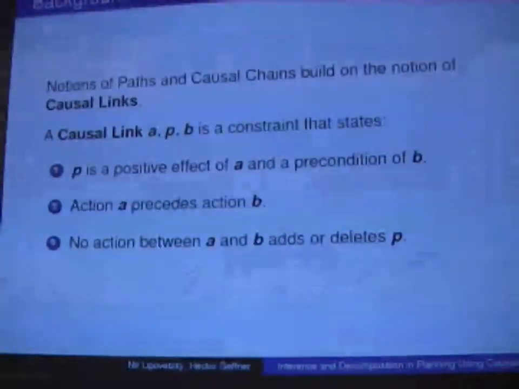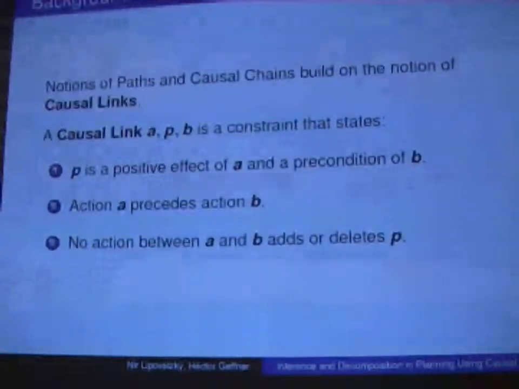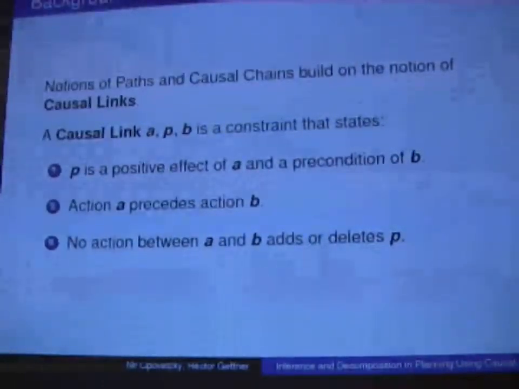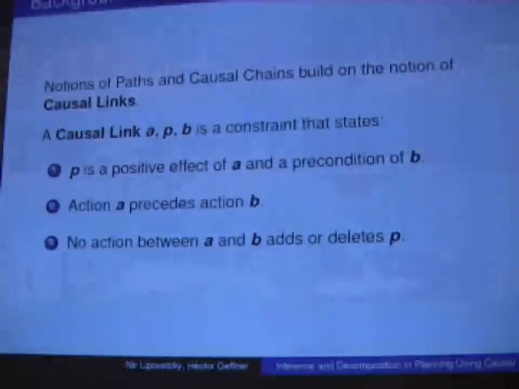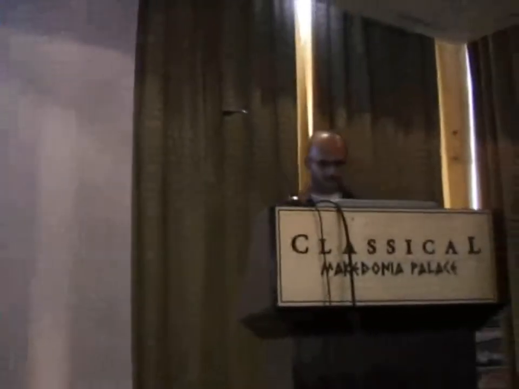So the notion of paths and causal chains is built on top of the notion of causal links. A causal link is a constraint that states three things. It says first that the atom P is a positive effect of the action A and a precondition of the action B. It also states that the action A precedes the action B. And really important is the third one: no action between A and B can occur if it adds or deletes the atom P that links both actions.